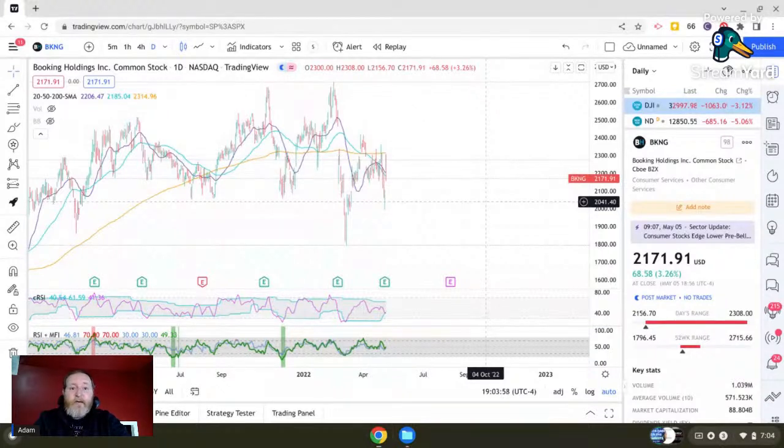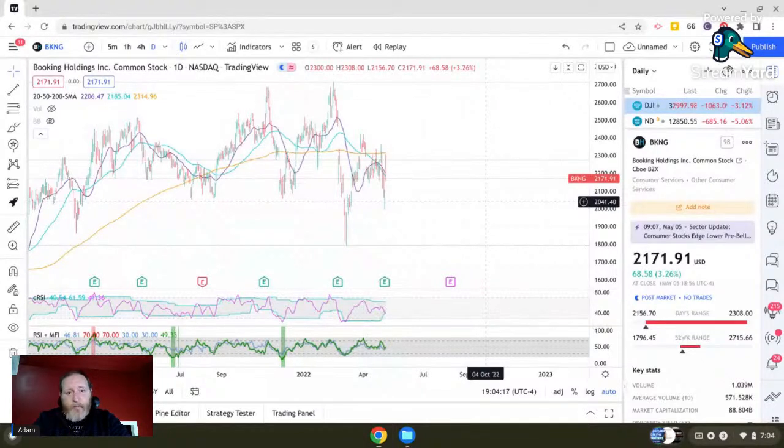Okay, here's where we stand year to date. The Dow Jones is down 9.2% year to date. The S&P 500 down 13% year to date. Russell 2000 down 16.7% year to date. And the Nasdaq is back in bearish territory, down 21.3% year to date.